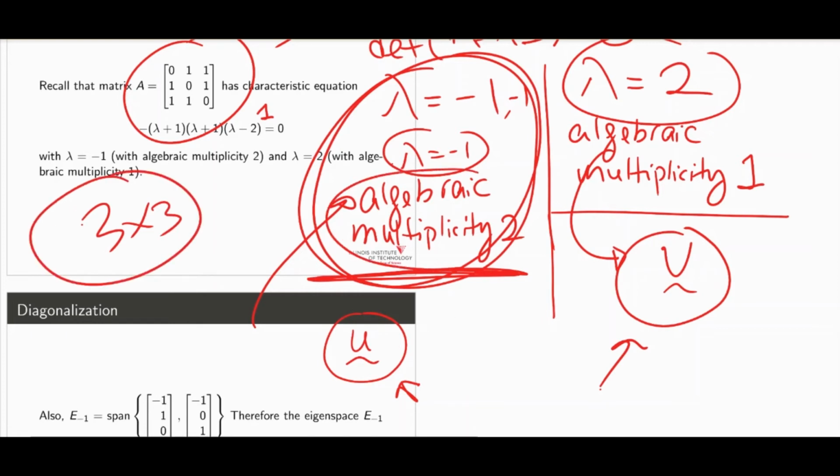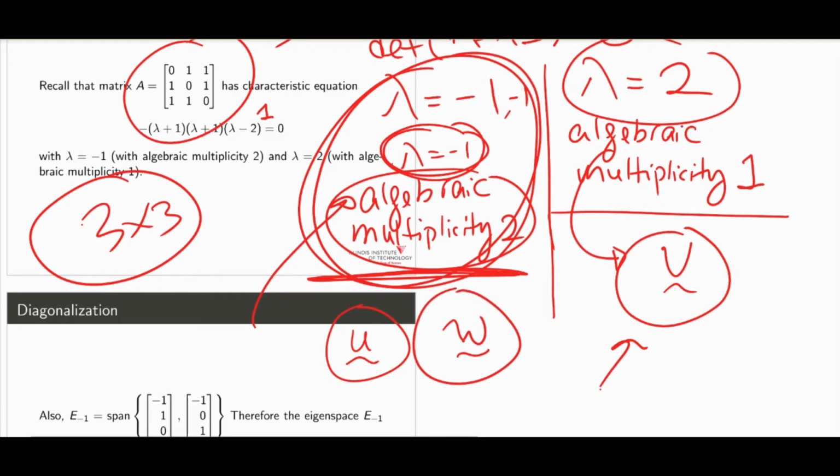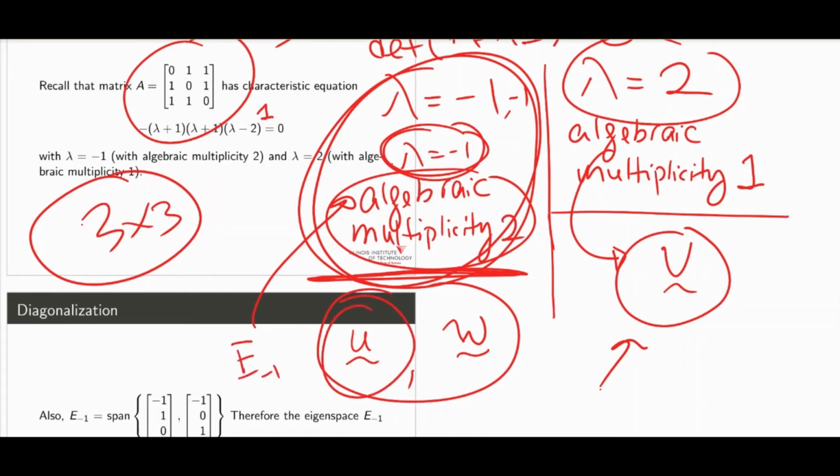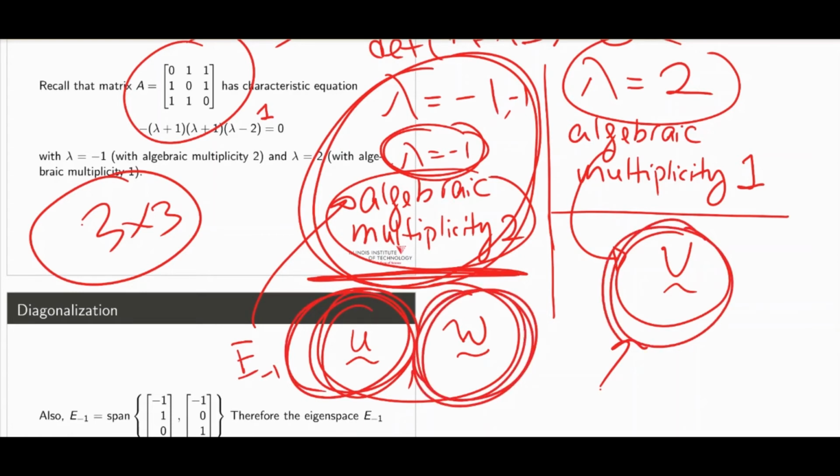But for algebraic multiplicity 2, if you compute the eigenvectors for that particular eigenvalue, lambda equals -1, the eigenspace may have a basis that has 2 vectors. So let's say U and W. If you have that, that is to say that the eigenspace has 2 linearly independent eigenvectors making up the basis for this eigenspace E_-1. Then altogether you have 1, 2, and 3 linearly independent eigenvectors. That will be enough in this case to diagonalize this 3 by 3 matrix.